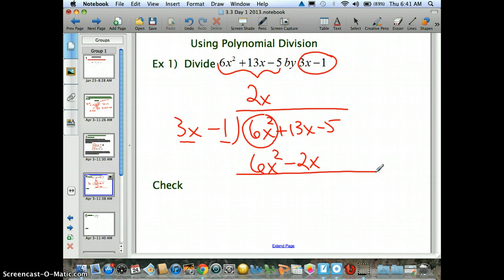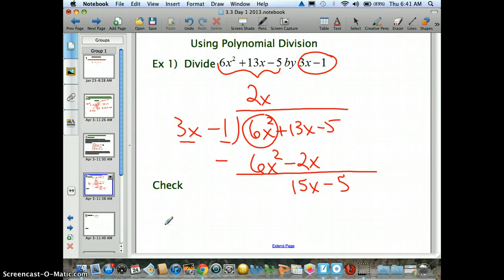So notice this is always going to be 0 here in the first column because 6x squared minus 6x squared is 0. Be careful here, this is a subtraction, so 13x minus negative 2x is a positive 15x. And then bring down the minus 5. And we're going to repeat that process again.